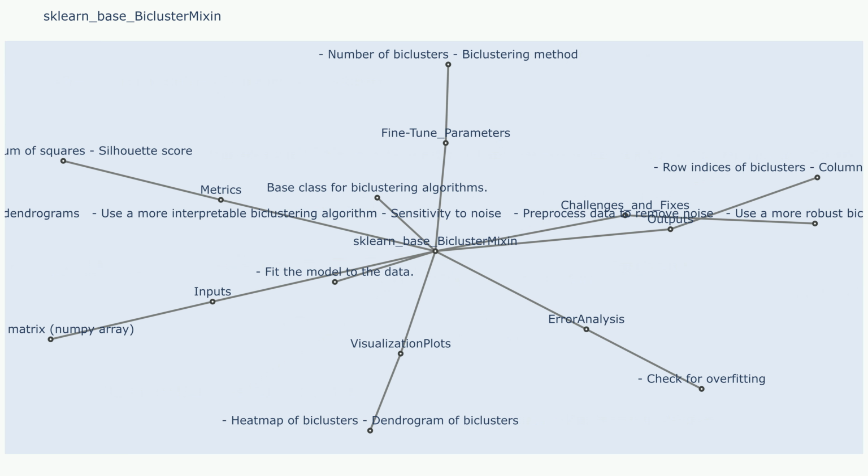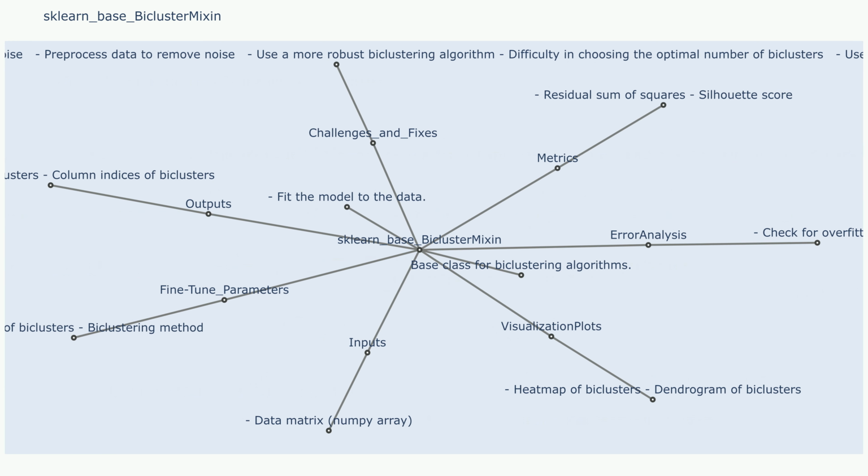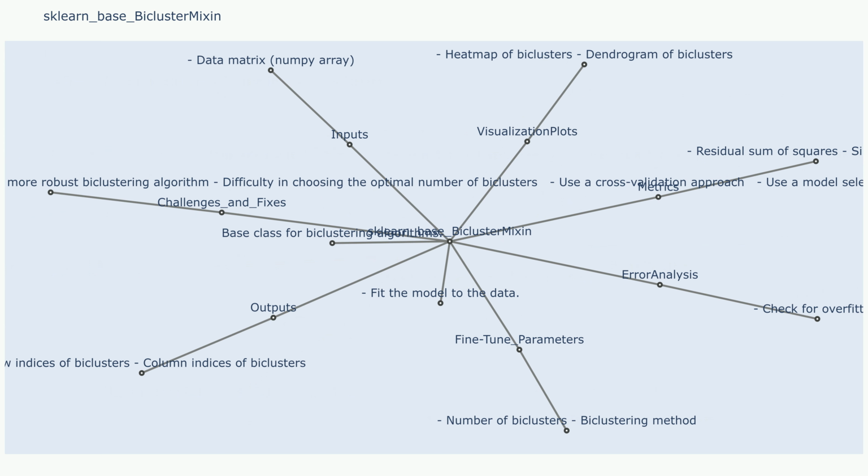Inputs: X, a 2D array of shape (n_samples, n_features) representing the data to be biclustered. Each row corresponds to a sample, and each column corresponds to a feature. Row labels: a 1D array of shape (n_samples), indicating the labels or groups of each sample. It is optional and can be used to guide the biclustering process, aiming to find biclusters that are coherent with the given labels.